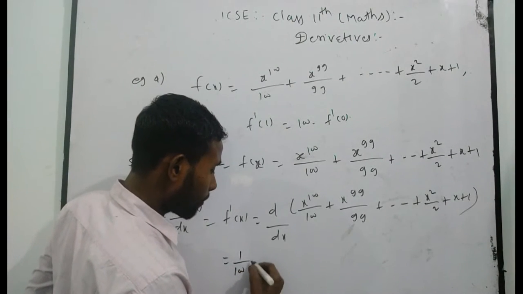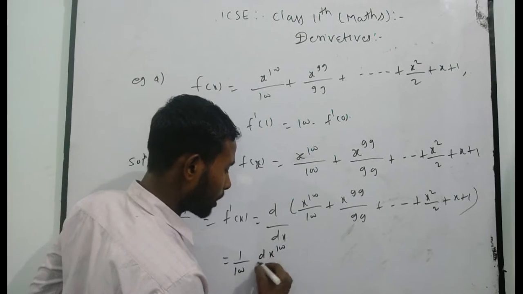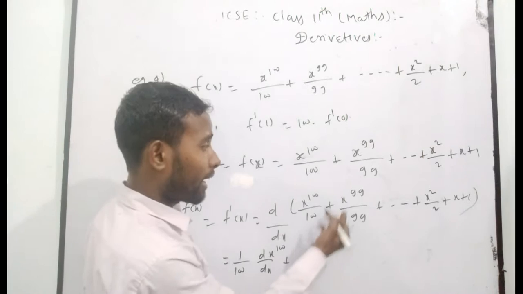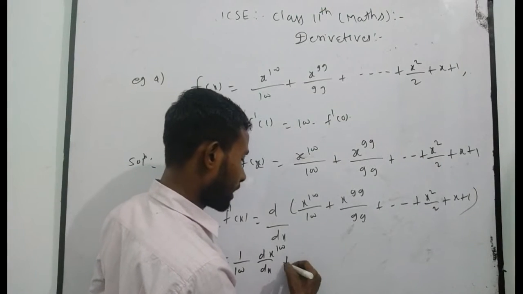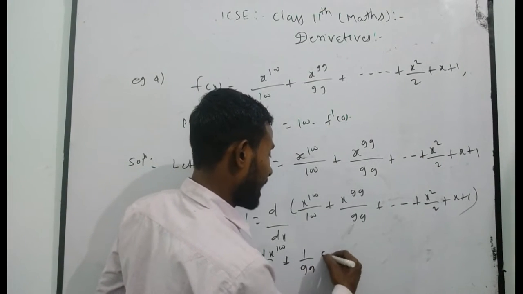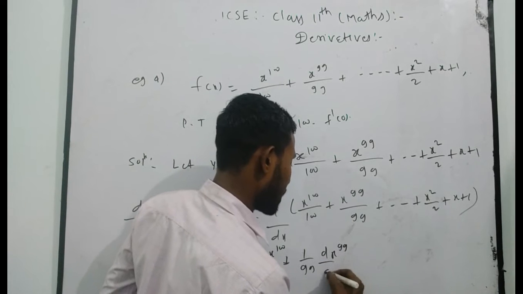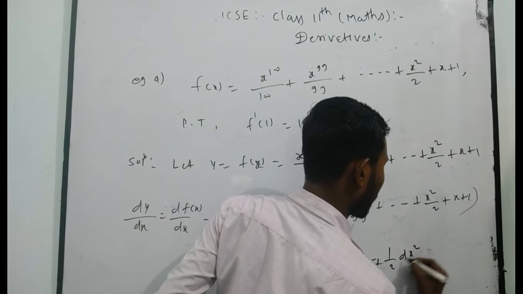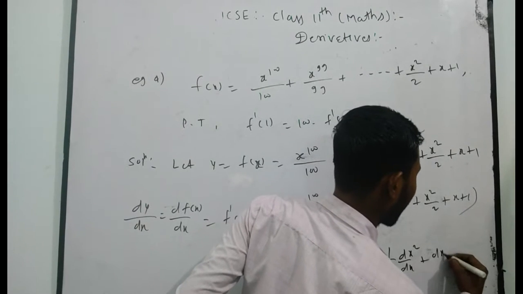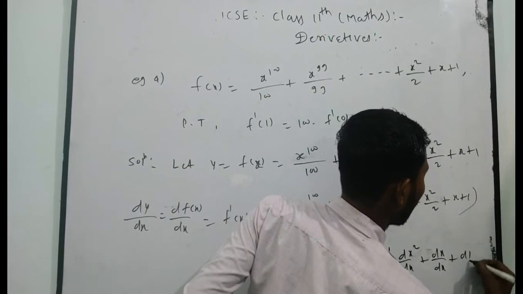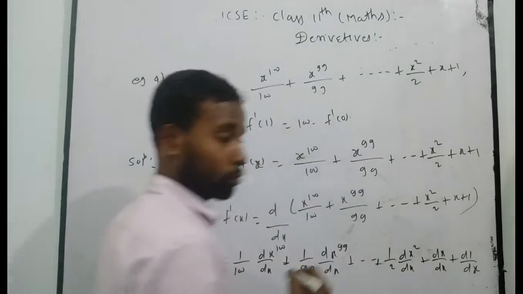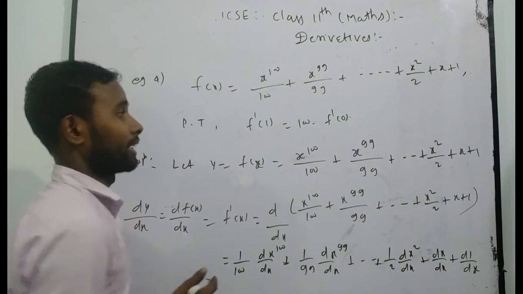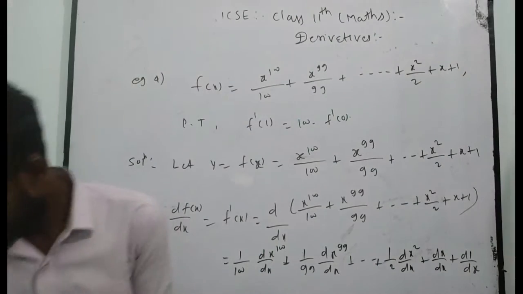So you can write 1/100 times the derivative of x^100 with respect to x. Plus, similarly, you can take 1/99 common, so you get 1/99 times the derivative of x^99 with respect to x. Plus ... 1/2 times the derivative of x² with respect to x. Plus the derivative of x with respect to x. Plus the derivative of 1 with respect to x. Have you understood?